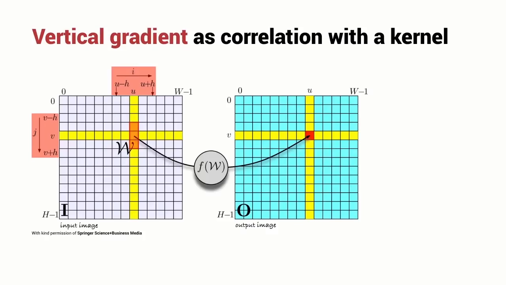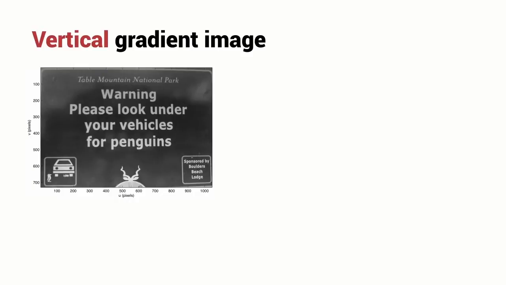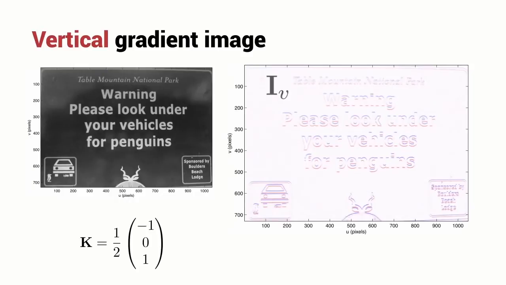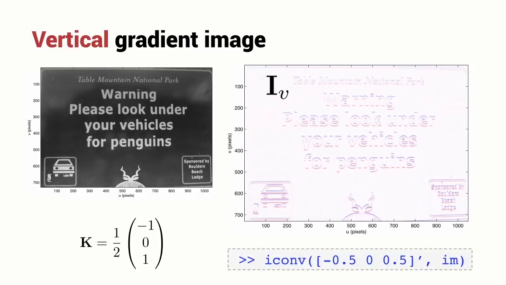Now we can do a very similar thing by rotating the kernel, and now we can compute the gradient in the vertical direction. So the kernel now is the transpose of the kernel we used to compute horizontal gradient. It will allow us to compute vertical gradient. We can apply that to our penguin sign. This is what the kernel looks like, and this is what the output looks like. It has some similarities to what we saw before.